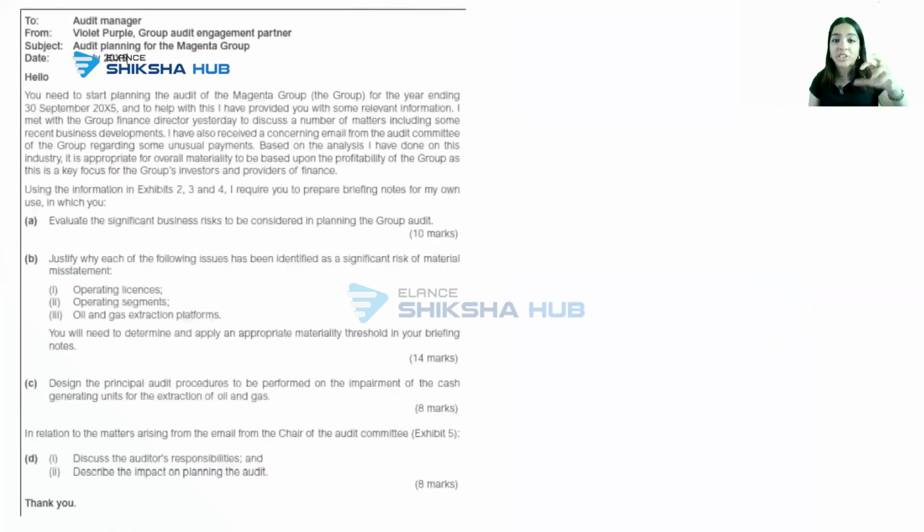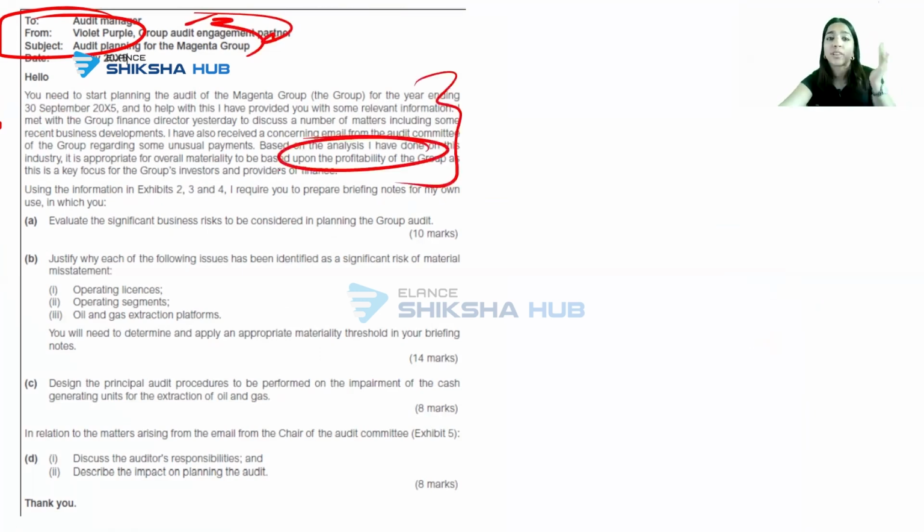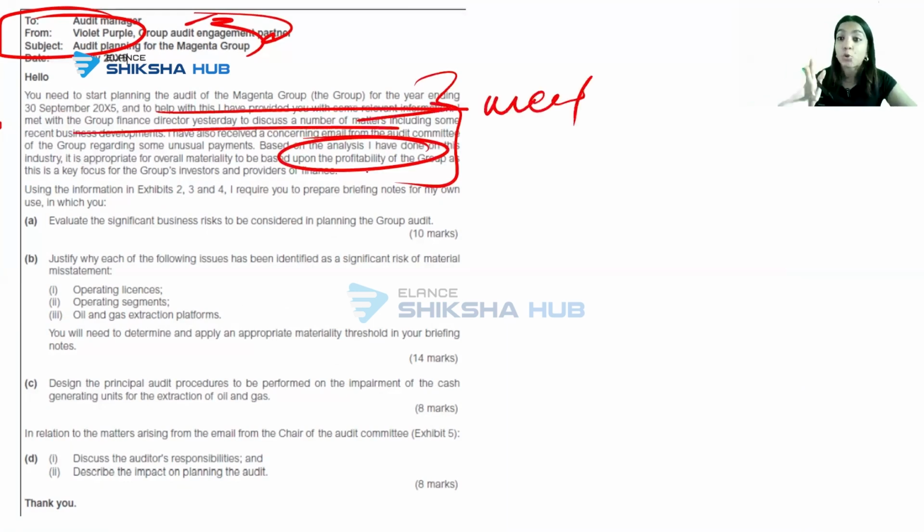Now, coming on to the question that we have in the examiner's report, the Magenta Group. If I read its partner's email, guys, to and from, please ensure that whenever you are writing to and from in the briefing note in your answer, you do it vice versa. Then finally, you are given that profitability is the basis for the materiality. Sometimes in this paragraph, you are also given whether it is a new client or old client. So make sure that you read that information also. Don't just find the basis of materiality and move on. Read it line by line, word by word, so that you understand whether there is any other information which is relevant for you.